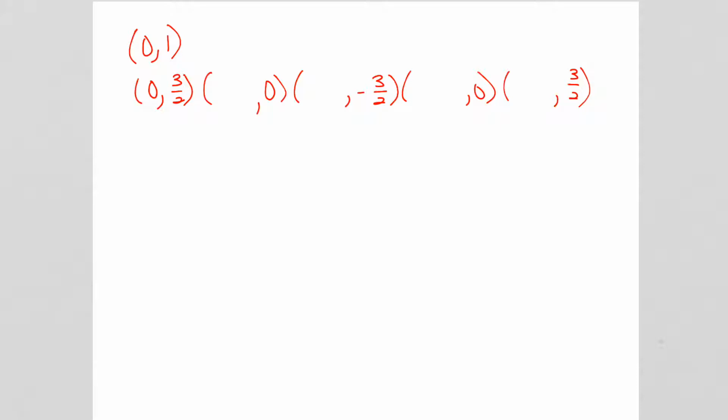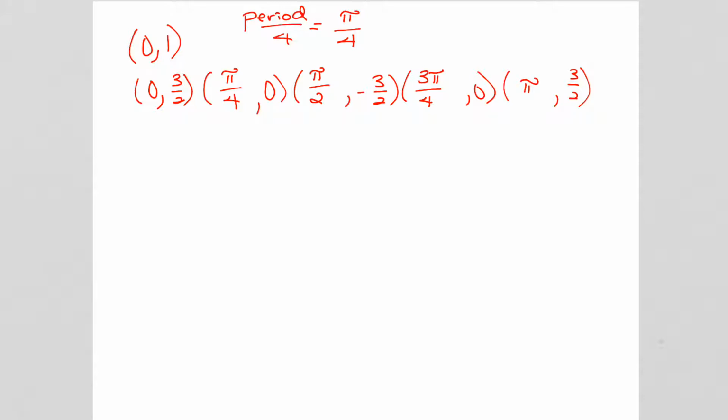Put into play our period. The period over 4 gives us our 5 key points. So since our period is pi, then our 5 key points are going to be at every pi over 4. So we started at 0, and then pi over 4, add a pi over 4, and we get pi over 2. Add a pi over 4, you get 3 pi over 4. Add a pi over 4, we're at pi.